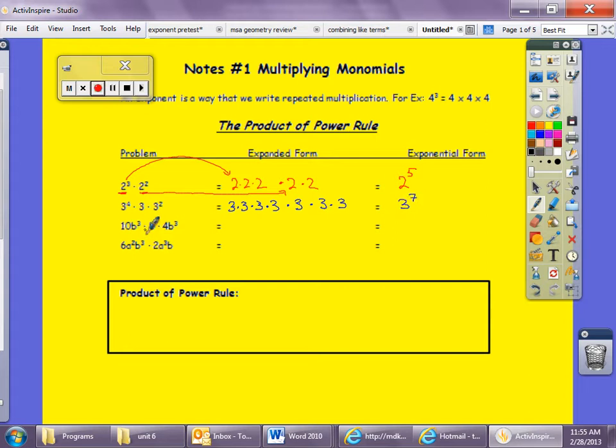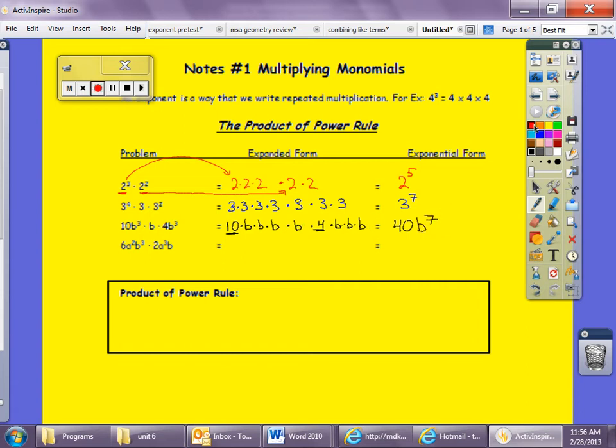If we look at the next one, now if I write this out, I have 10, and then I have b to the third, so that's b times b times b. Well, I have a b in the middle, so I just put that times b, and then I have 4 and b to the third, so that's times 4 again, and times b times b times b. Now when we look at this, we have a 10 here times a 4. Well, that's 10 times 4, which is 40. And now all these are other b's, so I have 1, 2, 3, 4, 5, 6, 7. So that's b to the 7th power.